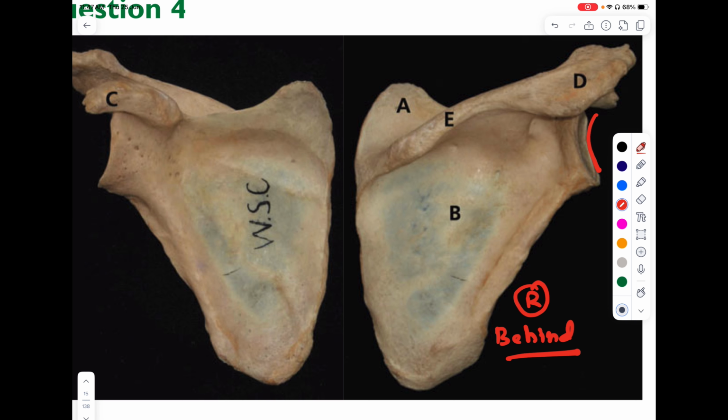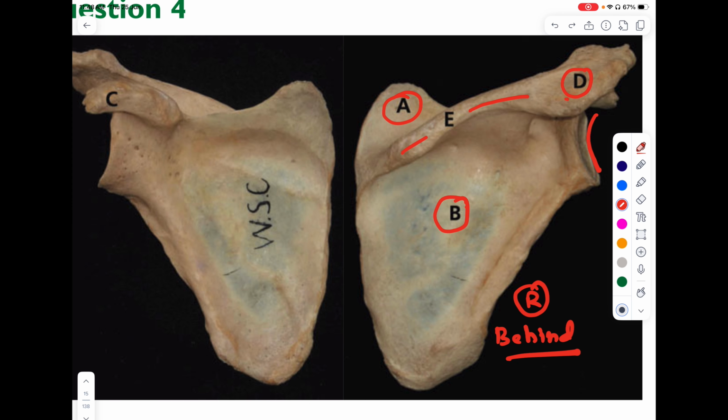The important part is this is the spine of the scapula. This is the spine you can see, and it is continuing into the acromion process. So this is the supraspinous fossa, and the infraspinous fossa is below the spine. This is the acromion process, and this is the ventral aspect, the subscapular fossa, and this one is the coracoid process. So you get a right side from the ventral aspect.